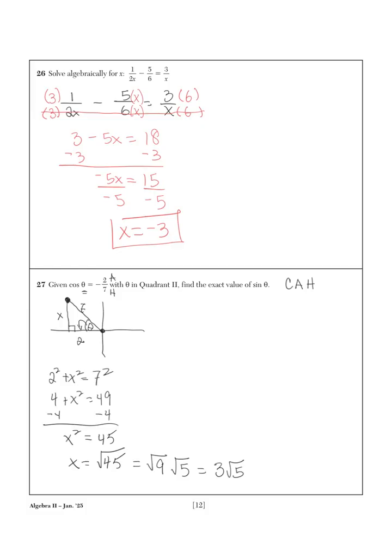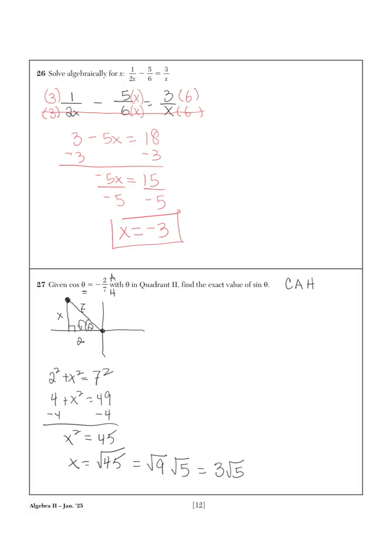And then when you take the square root of 45, you want to try to break that down where you have two numbers that multiply to 45, where one of them is a perfect square. So the square root of 9 is 3, and you bring that radical 5 out. Okay, so this is this side right here, x.